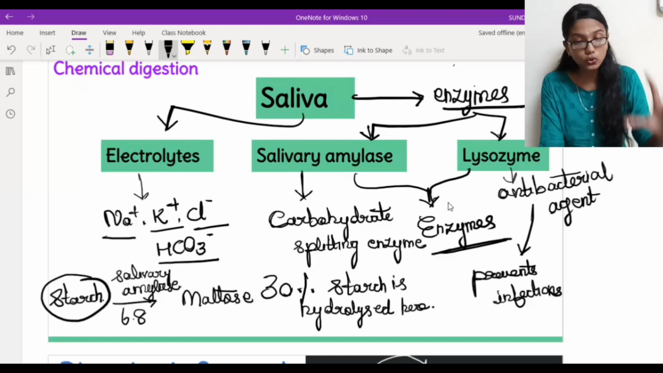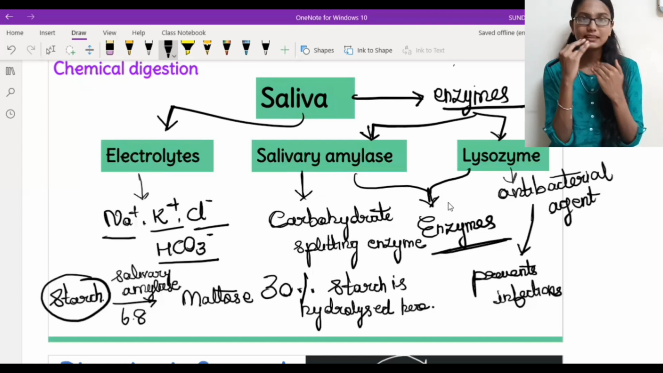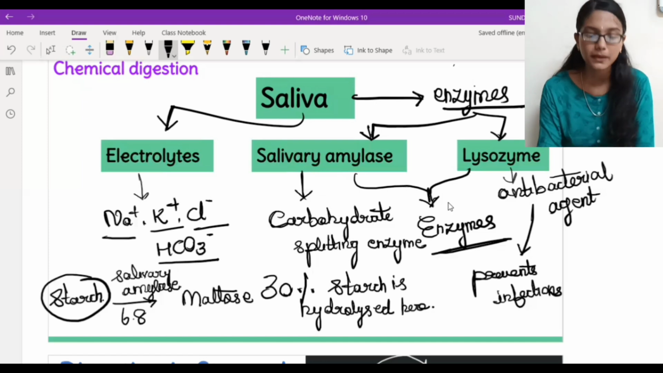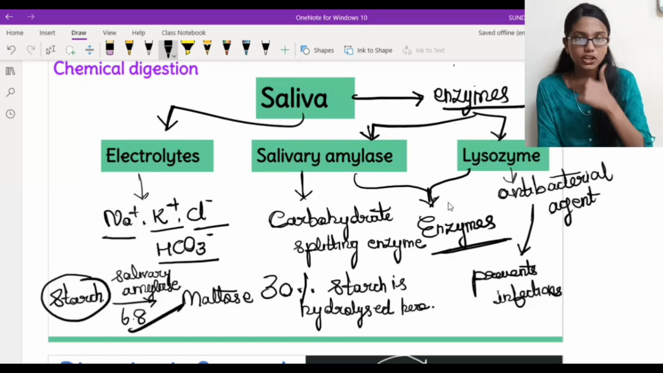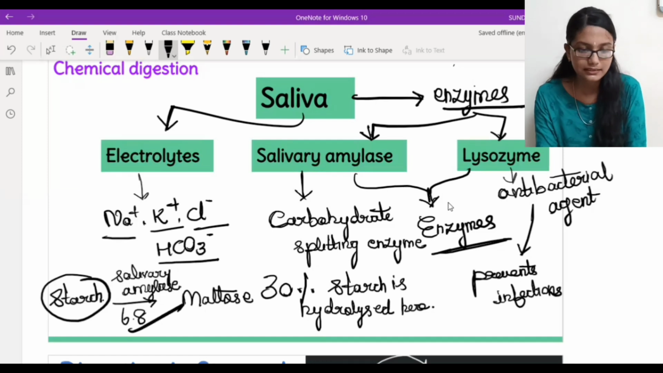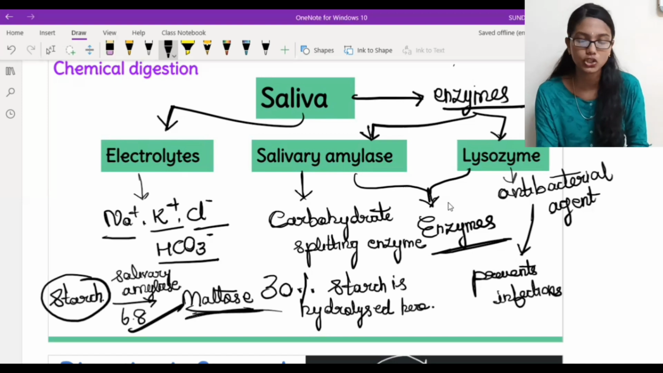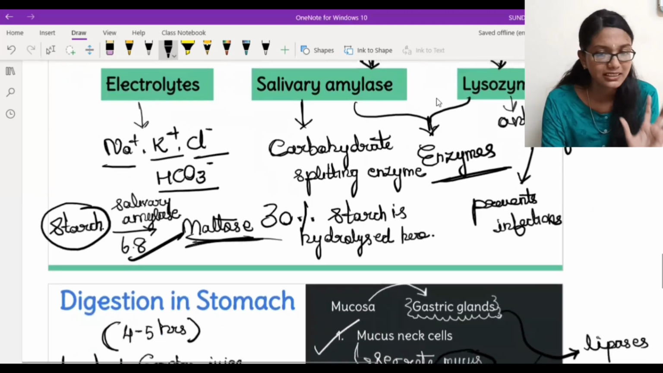There are some optimal conditions required for this digestion which is taking place in your mouth. The optimum pH is 6.8. So what happens here? Inside your mouth, in a simple process, we can say starch, that is a carbohydrate, is converted into a simpler carbohydrate called maltose with the help of salivary amylase, which acts only at the optimum pH of 6.8.